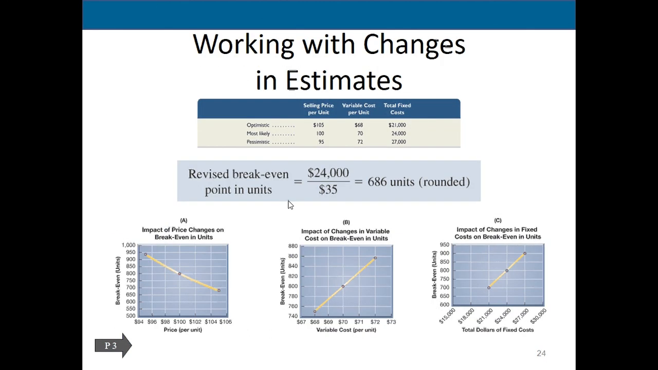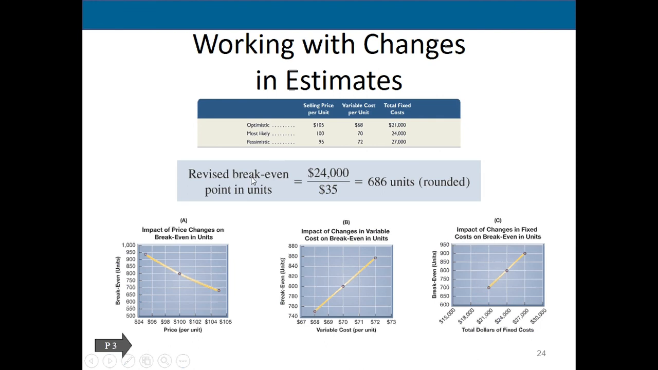Okay, does this help us work with changes in estimates? So they're not showing us the original. Remember, our original was, oh, here it is. Here's the original. 100 was our selling price, 70 was our variable cost, total fixed cost of 24. But what if we're optimistic? We think we can do it at 105, variable cost of 68 and fixed cost of 21, or if we're pessimistic. What does it mean? It just means that we can change it around if we need to.